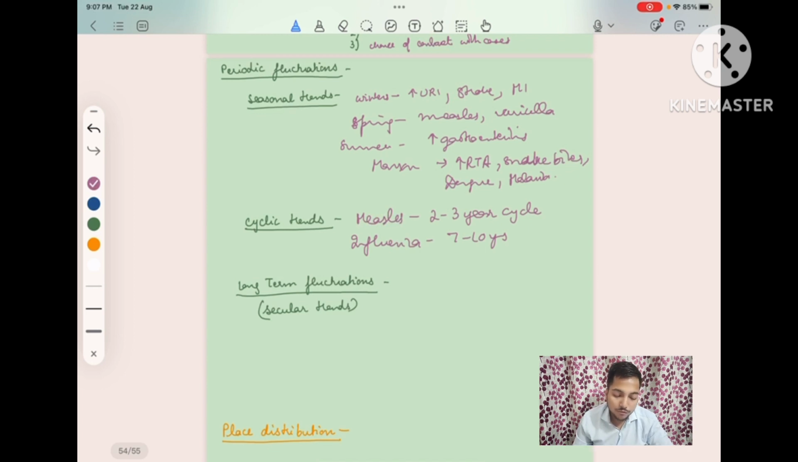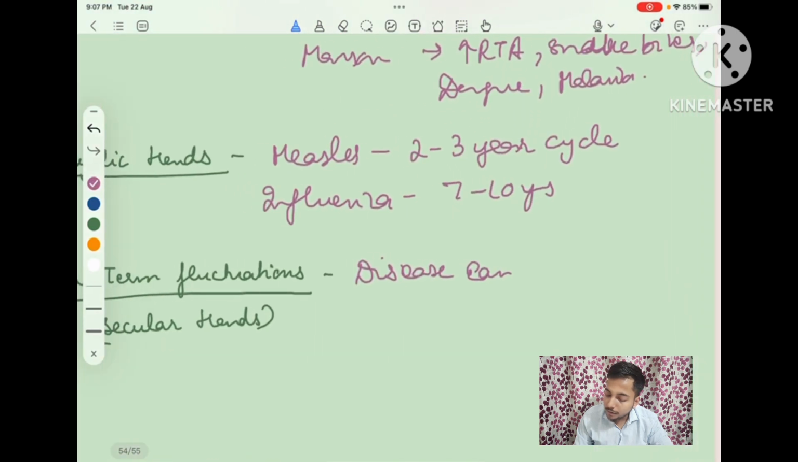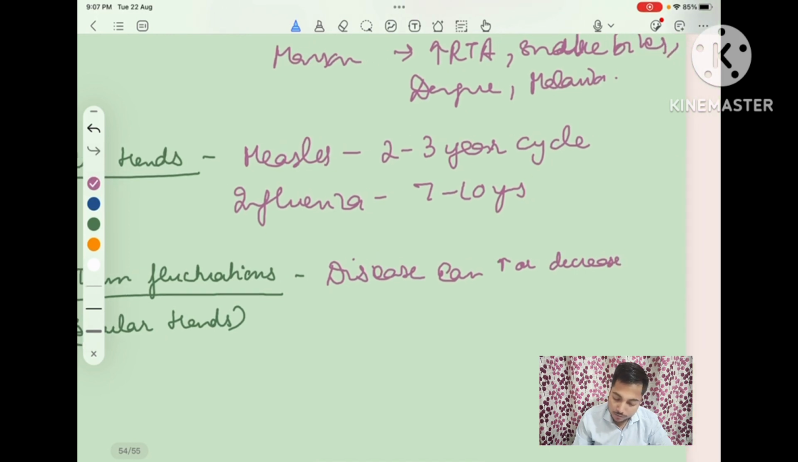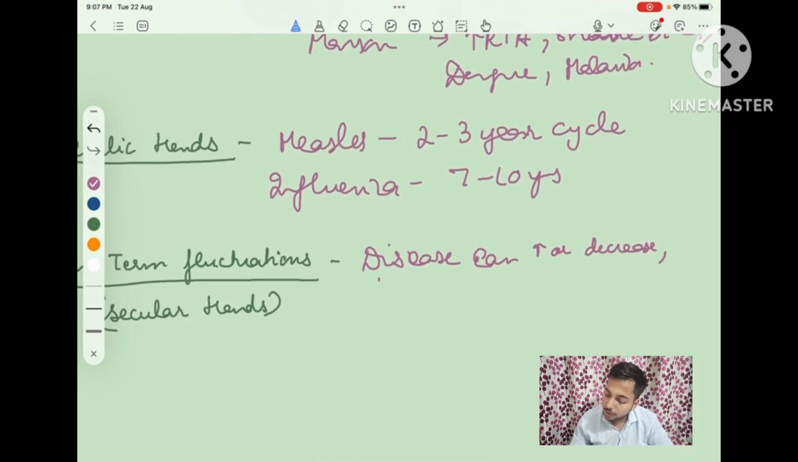Then comes long-term fluctuations, where a disease can increase or decrease, but it will happen over a long period of time.